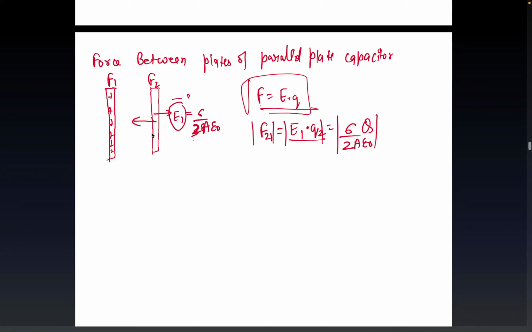Is that clear? Okay. And sir, we can also assume it, why? Because this is a positive charge, this is negative charge, so force will be attractive. So this plate will try to attract it this side. This plate will try to attract this side. Clear?